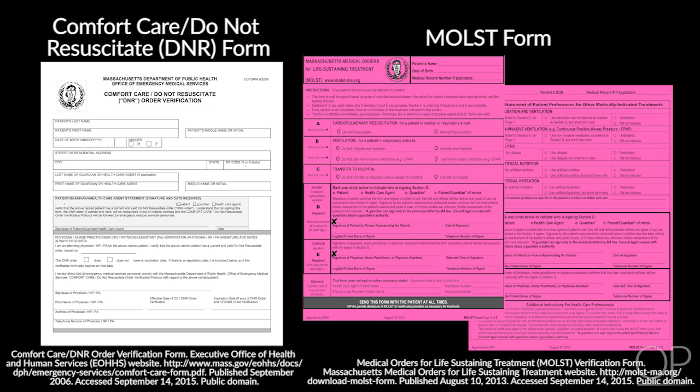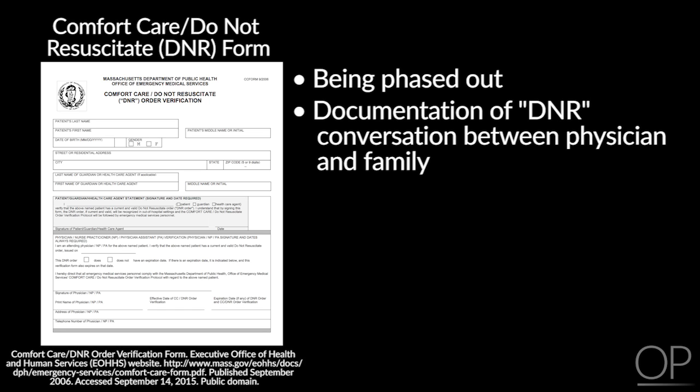So comfort care forms and MOLST forms in the home support the parents' hard-made decisions. It gives them greater control and ability to involve EMT services not simply for resuscitation, but for comfort-directed measures, and are important for all children with guarded prognosis who are living in the community. The Massachusetts Comfort Care Form, which is in the process of being phased out, but has not been phased out currently, is essentially a documentation of a conversation around DNR between a physician and a family.